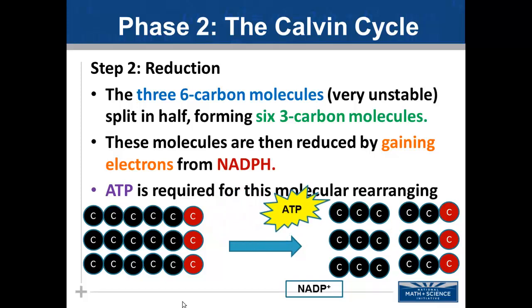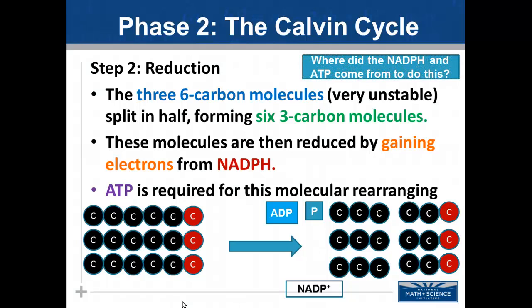Okay, and the ATP is used, and once that phosphate group pops off to provide that energy, we're left with ADP and phosphate. And again, those molecules can be reused, and they can be forced back together, but that needs to happen through chemiosmosis again. So hopefully you can see that we need the NADPH and the ATP in order to do this step. So we certainly need to do the light reactions before we can do the Calvin cycle, because we need the ATP and NADPH from the light reactions to drive the Calvin cycle. Oh, well, I just answered my own question right there. Where did the NADPH and ATP come from to do this? They came from the light reactions.